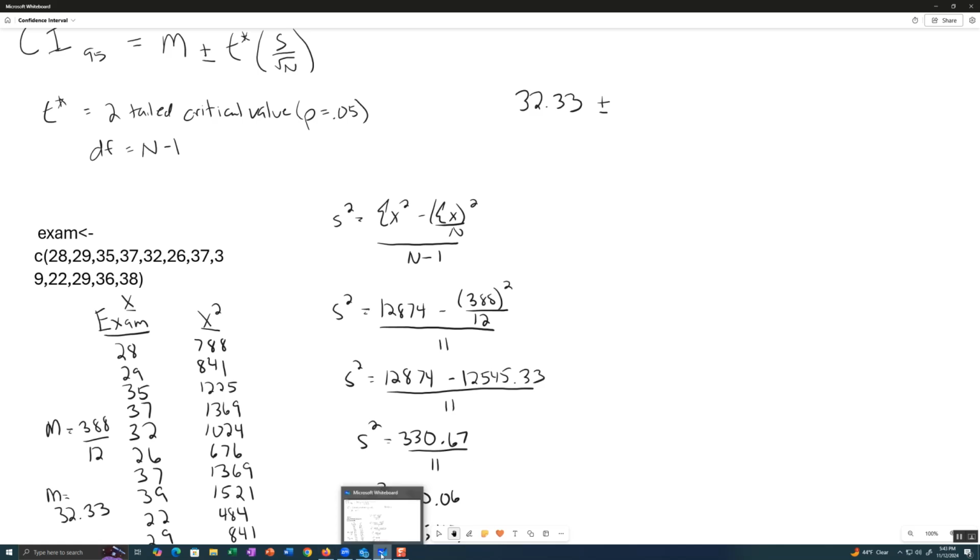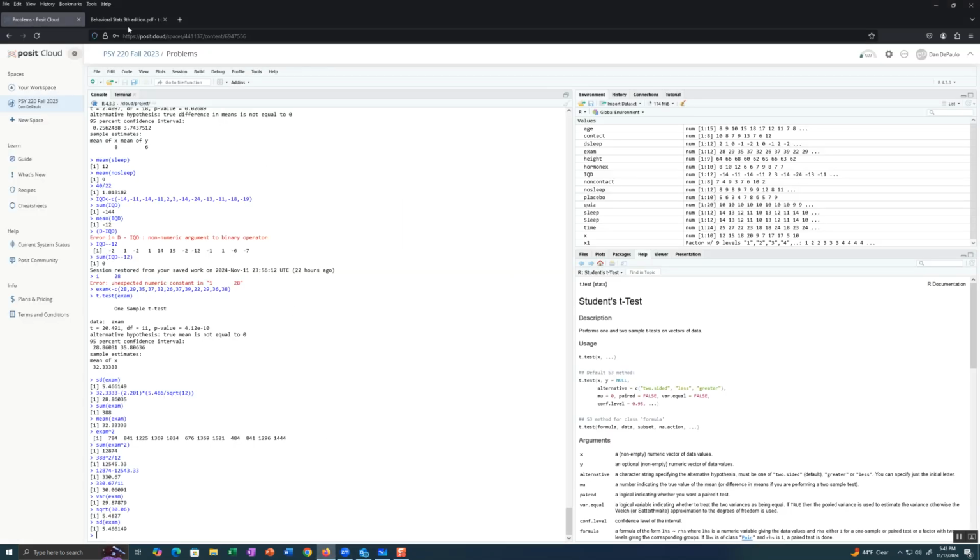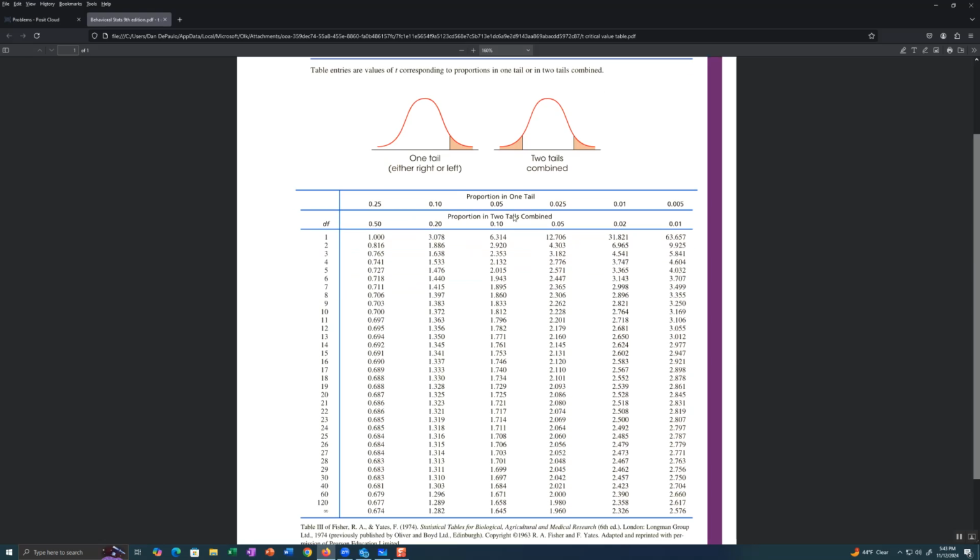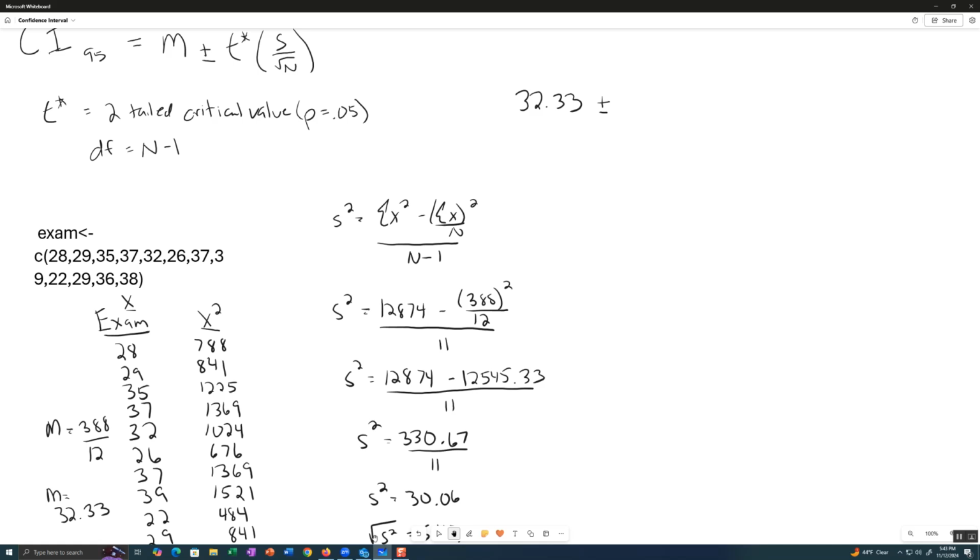So let's do the table. We want the second row, which is two tails combined. We want that to be 0.05, and we want this to be 11. So it looks like 2.201. Remember, for a confidence interval, this is always going to be a positive value. 2.201.